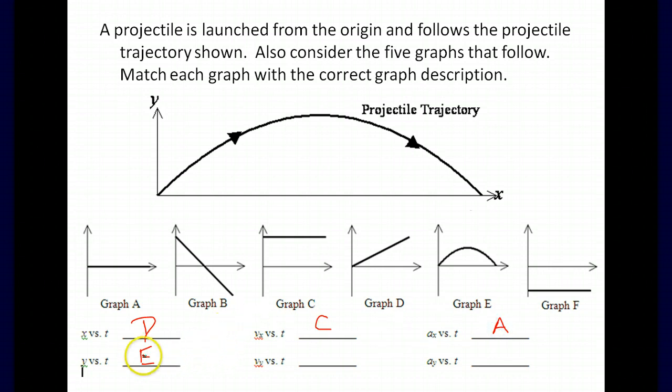Now, let's get back to the vertical. The vertical, we can see, is this parabola, and the velocity is always changing. So what graph represents it's changing? Well, graph B does a great job of doing that. And then we get constant acceleration, and since this is a negative slope and we've got constant negative acceleration, we should see graph F. Okay, so those are our graphs for this.